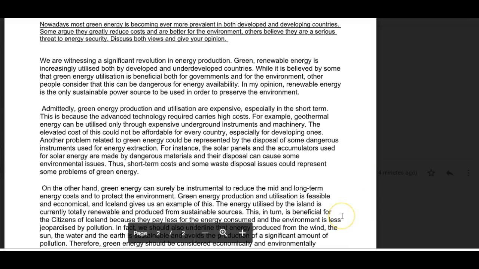We are witnessing a significant revolution in energy production. Green, renewable energy is increasingly utilized both by developed and undeveloped countries. While it is believed by some that green energy utilization is beneficial both for governments and for the environment, other people consider that this can be dangerous for energy availability. In my opinion, renewable energy is the only sustainable power source to be used in order to preserve the environment.